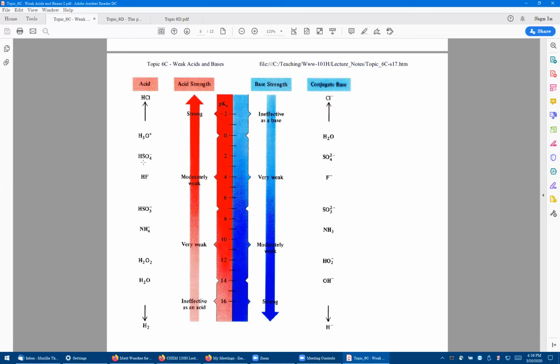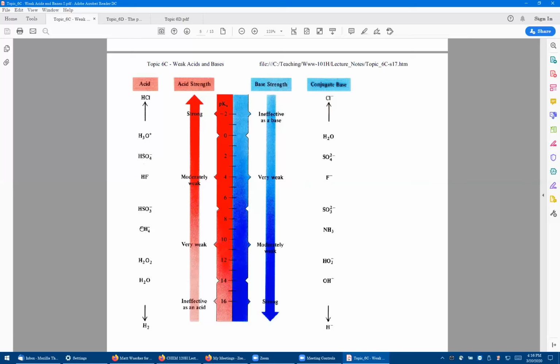This is hydrogen sulfate, which is the conjugate base of sulfuric acid, in fact. This is hydrofluoric acid, which is a moderately weak acid. So its conjugate base, which is fluoride, is a very weak base, right? It's not so weak that it's ineffective as a base, but it's still very weak. Going down still farther, the acids are getting weaker and weaker.